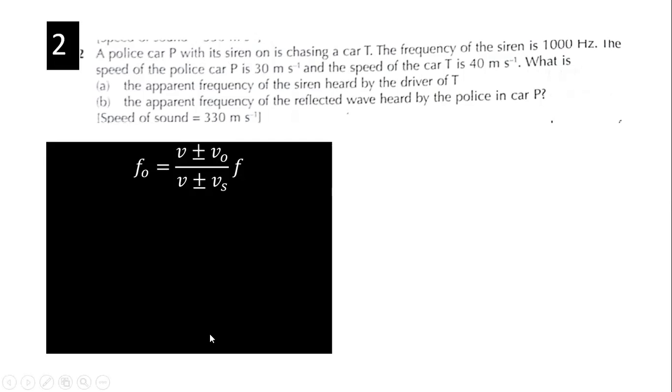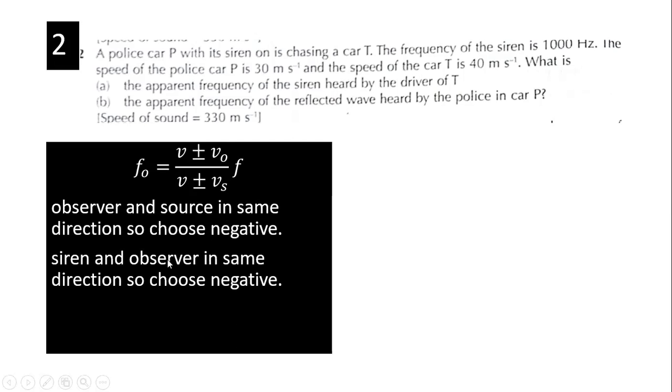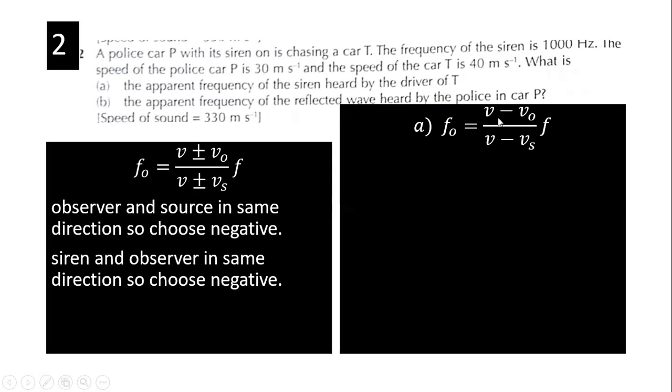Now the source is moving. The source is moving towards the observer. The speed of sound is also moving towards the observer. So both of them are in the same direction, so we choose negative also. Observer and source in the same direction, so we choose negative. Siren is the source of sound. Same direction, so we choose negative. For both of them, choose negative.